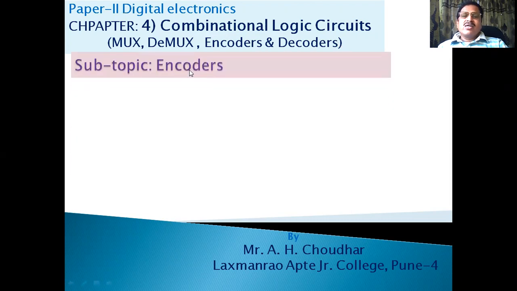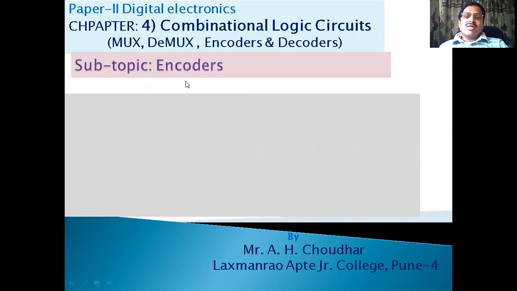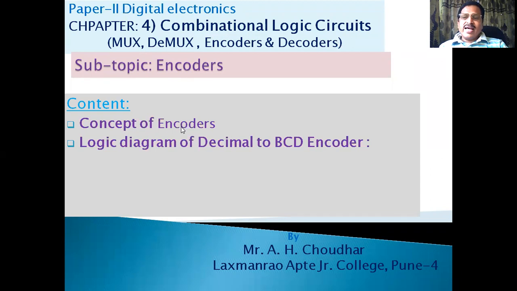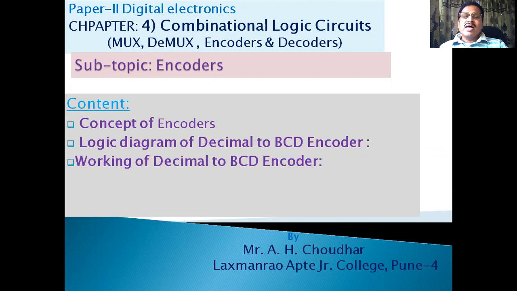In this session, we learn the next sub-content of this chapter, encoders, in which we'll try to understand the meaning of encoder circuits. Then we have the only one example in the syllabus, the decimal to BCD encoder. We'll draw the logic diagram by using OR gates, as a part of the construction of the encoder. Then we'll see its working with the help of a truth table.